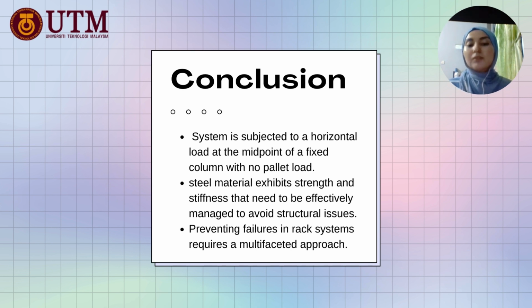With a yield strength of 280 megapascal and a modulus of elasticity of 200 gigapascal, the steel material exhibits strength and stiffness that need to be effectively managed to avoid structural issues. Preventing failures in the rack system requires a multifaceted approach. Implementing a load monitoring system, regular training, and essential maintenance protocols address issues related to overloading, misuse, and maintenance neglect. Meanwhile, environmental control contributes to the system's resilience against external factors. Combining these prevention solutions fosters a safer and more robust storage environment, minimizing the risk of rack system failures.